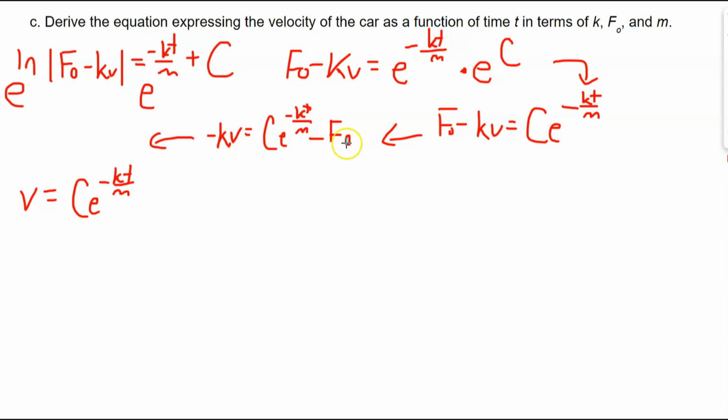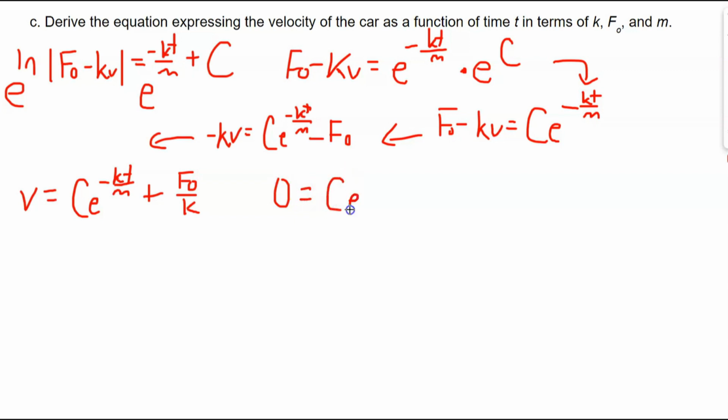And then negative f sub naught over negative k is just gonna be positive f sub naught over k. So we finally got an expression that solves for velocity, and it is a function of time, but we have a constant of integration, and we need to have at least one known value of velocity in order to get rid of it and find a definite value. So if you go back to what the question originally said, it said that the car starts at rest at time t equals 0, and when something's at rest, velocity is equal to 0.